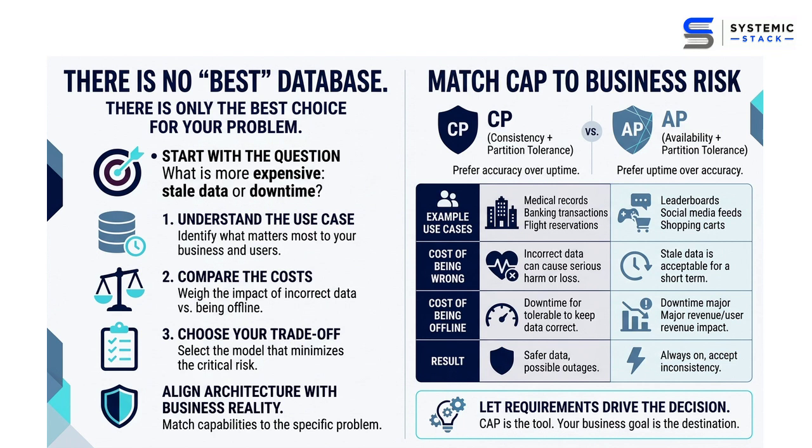If you're building a medical record system, a failure to show the latest medication could be life-threatening, so you'd lean towards CP. But if you're building a gaming leaderboard, being offline for an hour is a much bigger disaster than someone seeing the second place score for an extra minute.